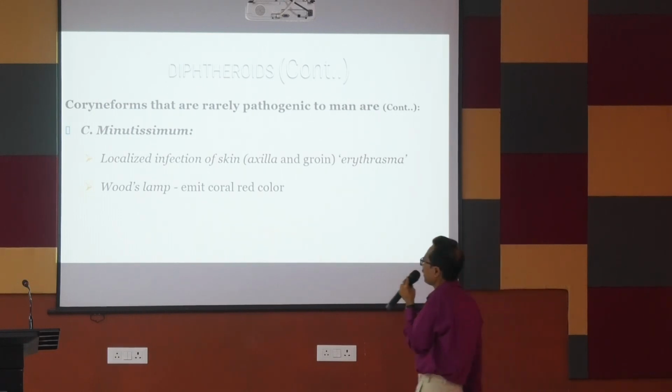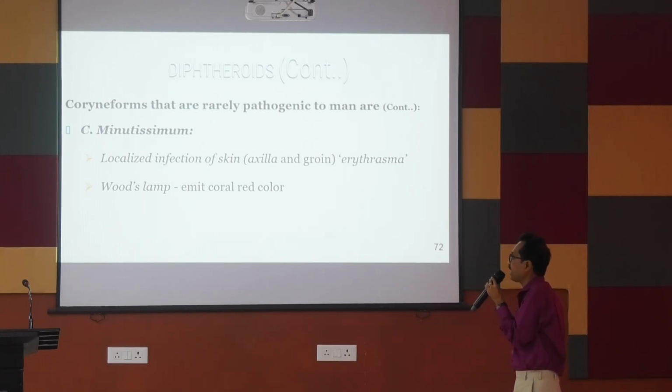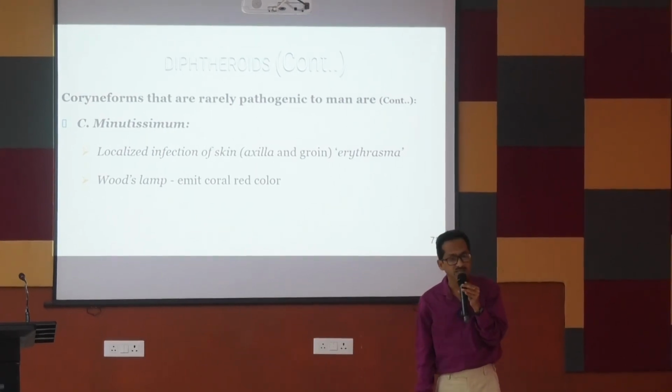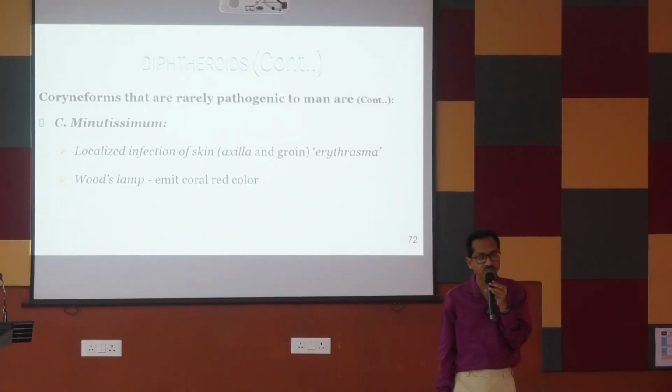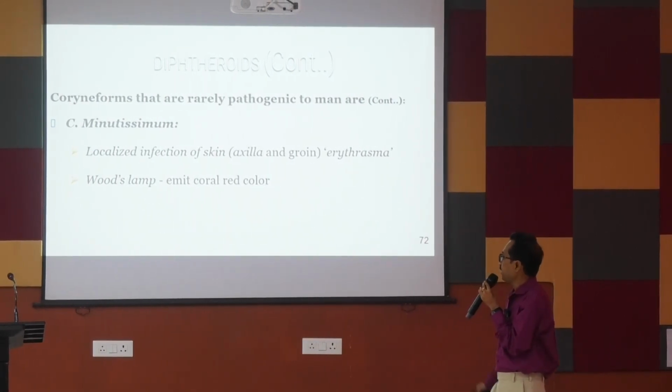Remember this name, Corynebacterium minutissimum. It causes a localized infection of the skin. Sometimes an MCQ on erythrasma can come: what is the causative agent for erythrasma? That is Corynebacterium minutissimum. It is called erythrasma. If you see it under a Wood's lamp, it will give a coral red color.